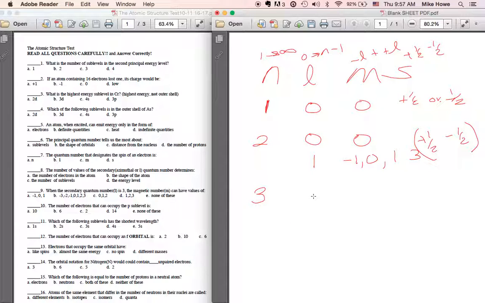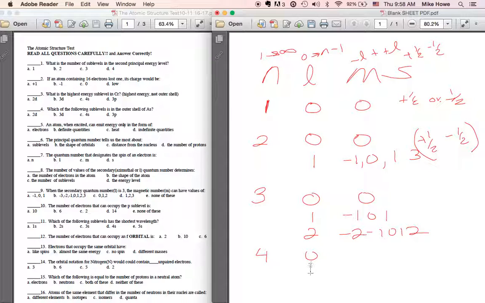All right, so now in the third energy level, N equals 3, L could equal 0 or 1 or 2 because it goes to N minus 1. And if L equals 0, M equals 0. If L equals 1, then M equals negative 1, 0, or 1. If L equals 2, it's negative 2, negative 1, 0, 1, and 2. So there are 5 orbitals for L equals 2.